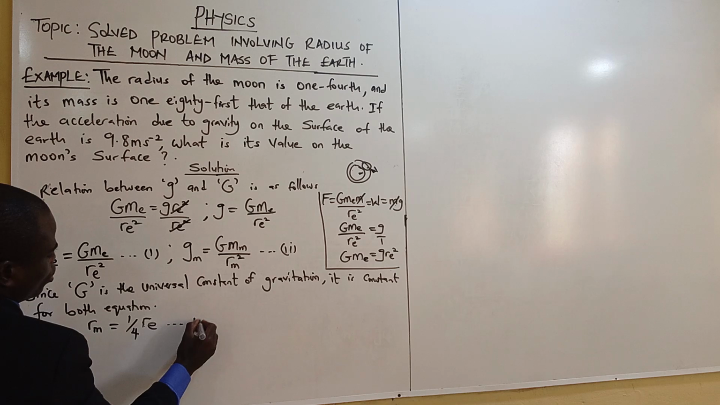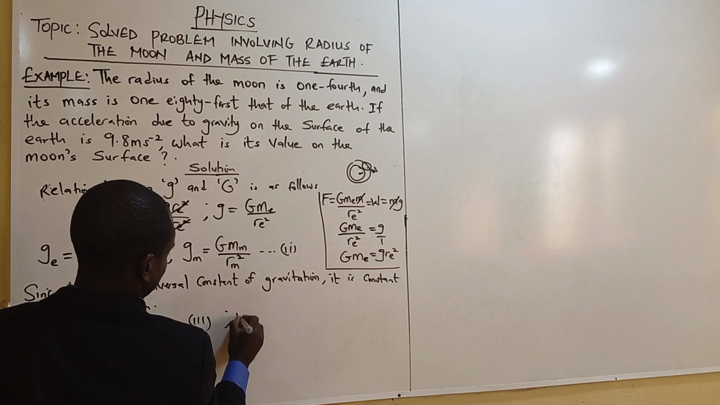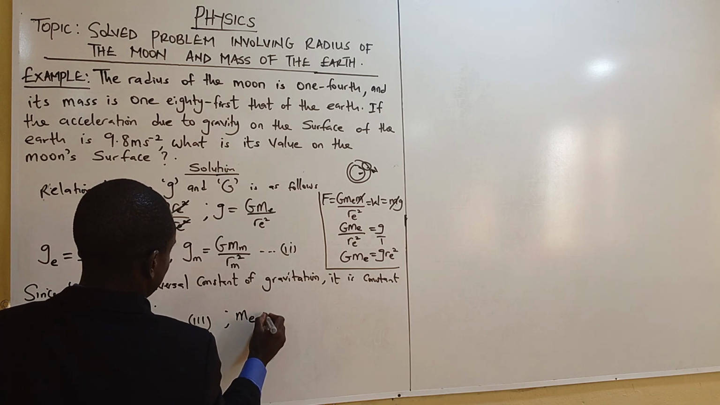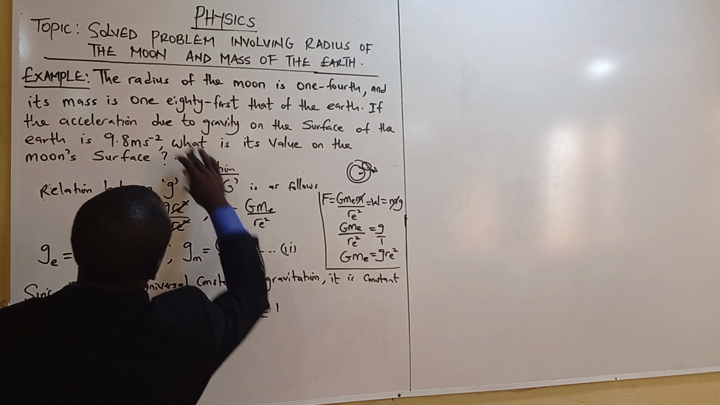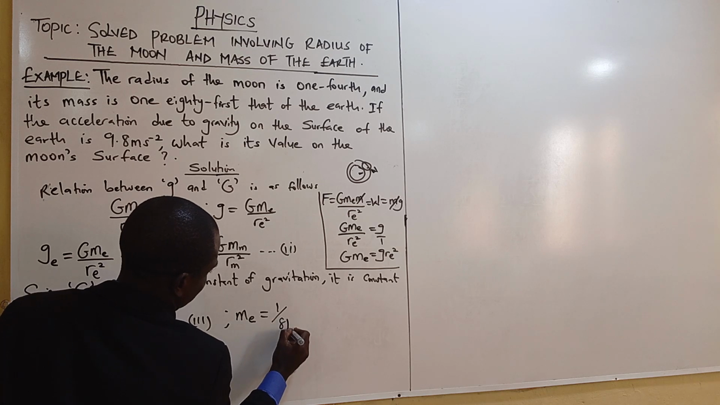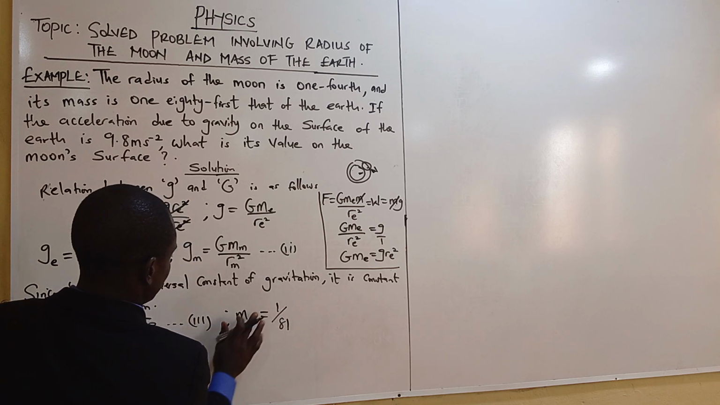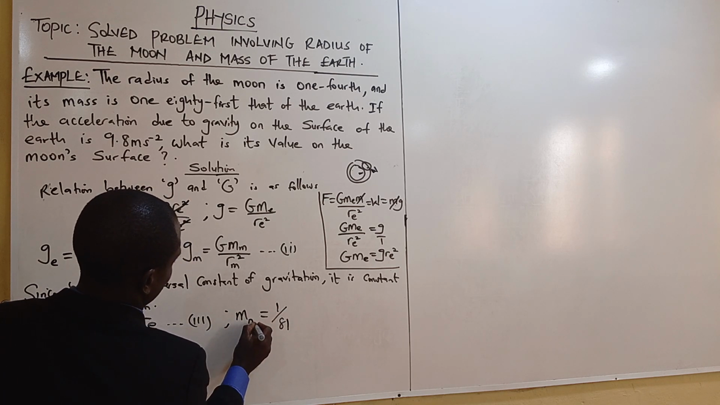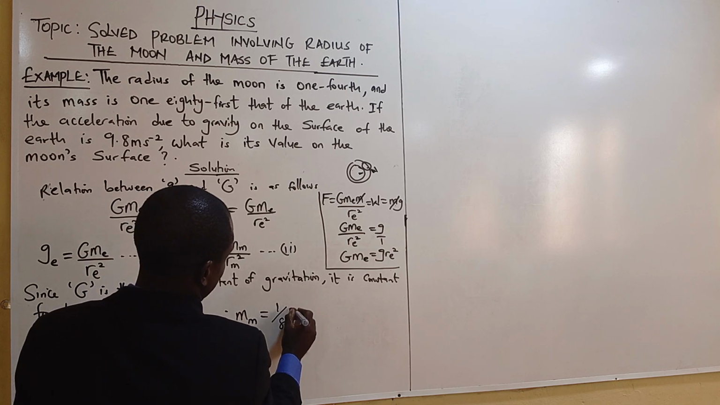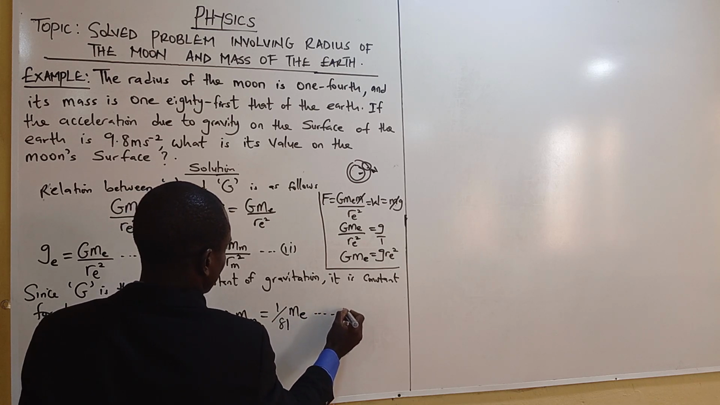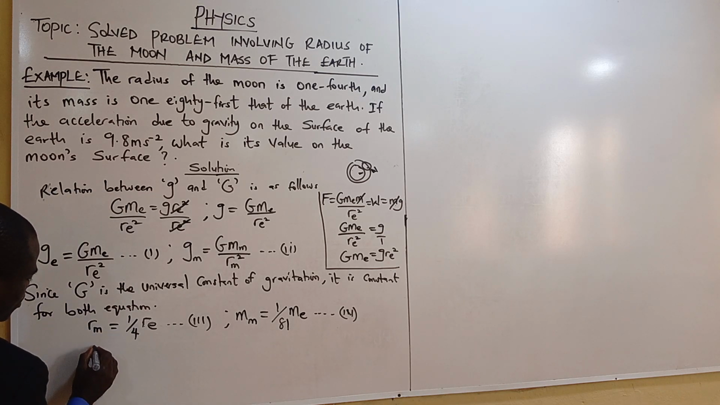Let's go to another one, and its mass. The mass of the moon is 1/81 that of the earth. That's okay. Mass of the moon is 1/81 that of the mass of the earth. You have to look at it very well. That's equation 4. Now you can write this one very well.